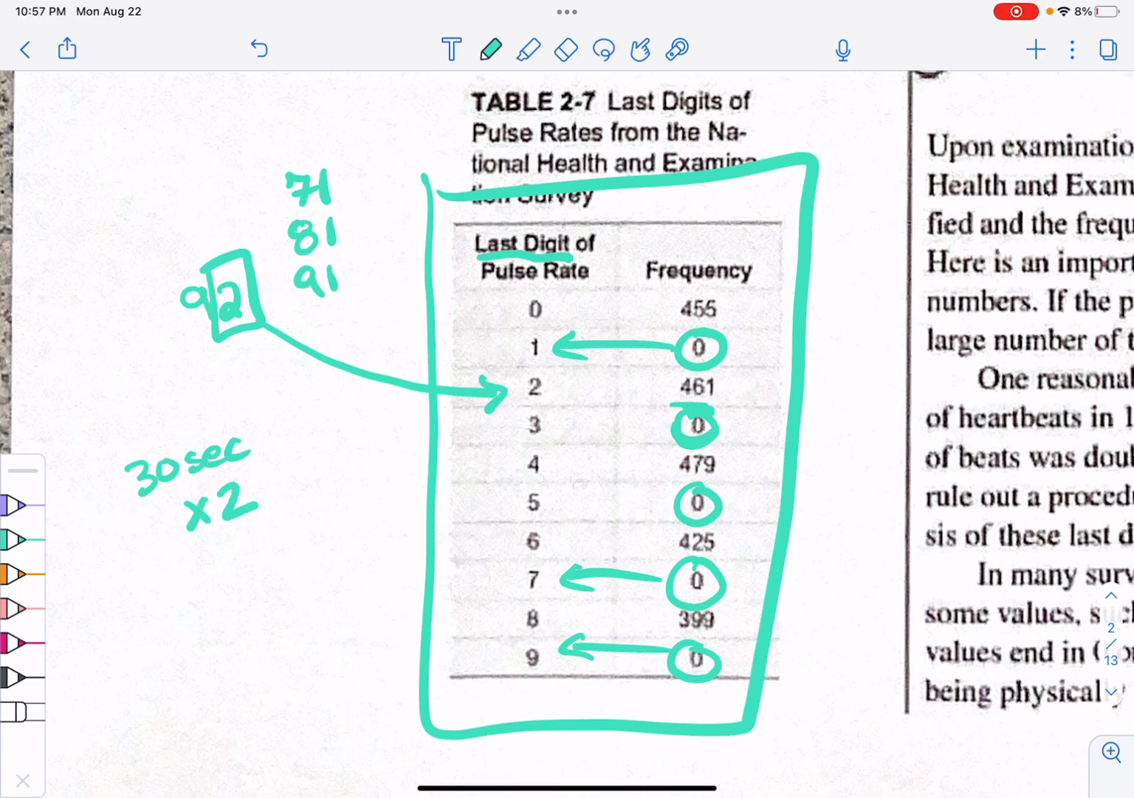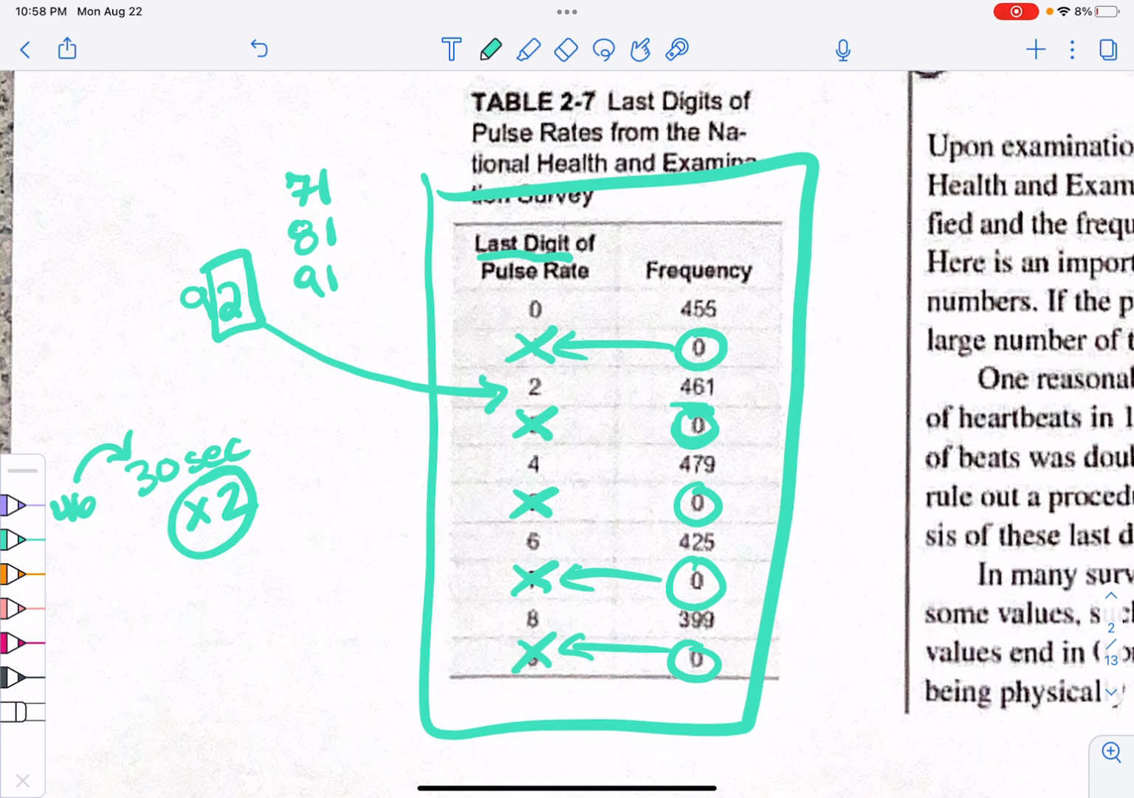And then they'll take that number times 2. So if I got 92, that would mean I was getting 46 beats out of 30 seconds, and I was multiplying that number by 2 to get 92, okay? So when I multiply by 2, I'm never going to get any odd numbers, right? So this frequency table can show me how that data was collected. Like I was only collecting that data over 30 seconds and doubling it, okay?